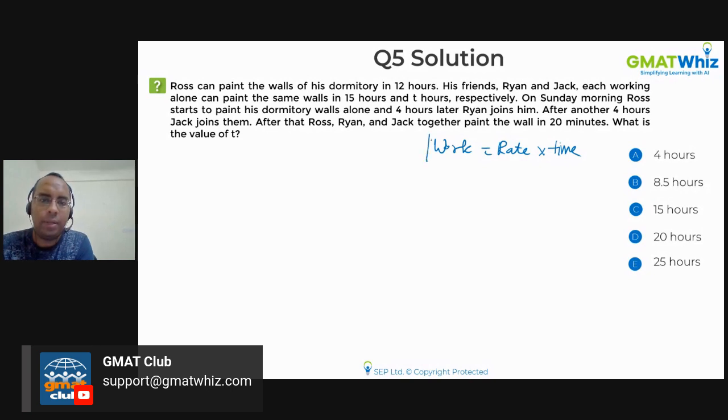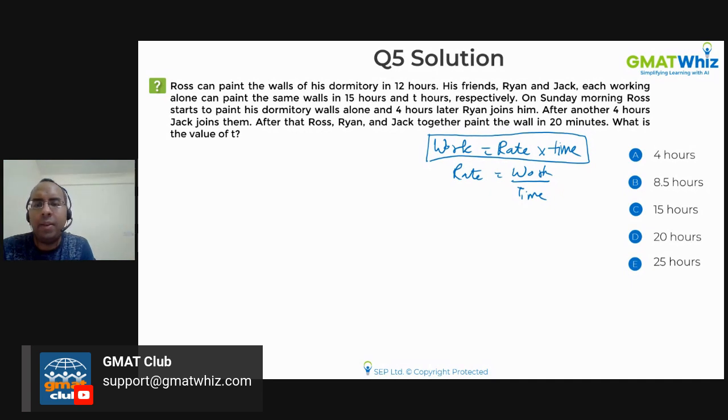So if you're not aware of it, kindly jot it down. If you know it, that's good. And I'm going to use different versions of it. Okay, so I'm going to write rate is equal to work upon time. I'm going to use this. And maybe if I have to use time, I might use that also.